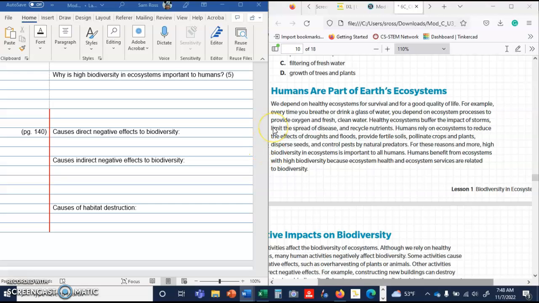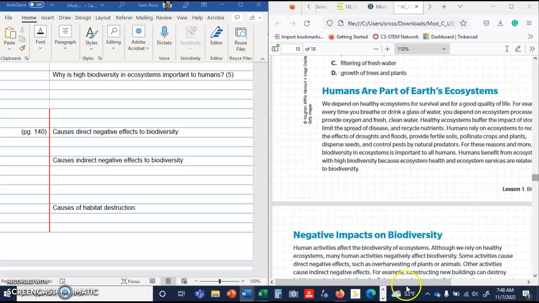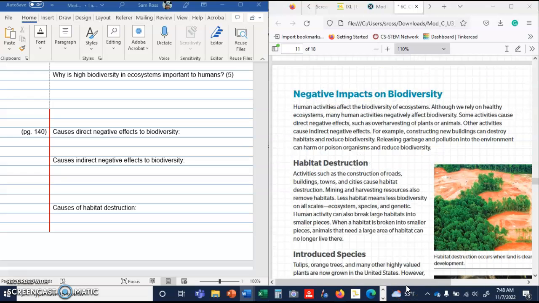We're going to go on to page 140. Human activities affect biodiversity. Let's see some of the negative effects. Causes direct negative effects and indirect negative effects.